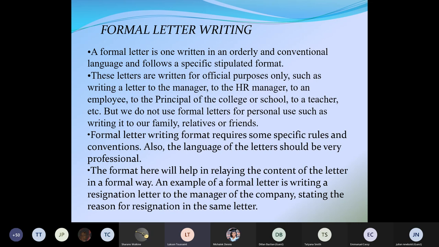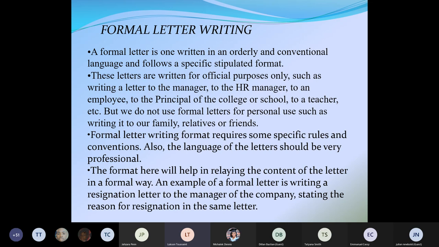A formal letter is one written in an orderly and conventional language and follows a specific stipulated format. These letters are written for official purposes only, such as writing a letter to a manager, to the HR manager, to an employee, to the principal of the college or school, to a teacher, etc. But we do not use formal letters for personal use, such as writing to our family, relatives, or friends.